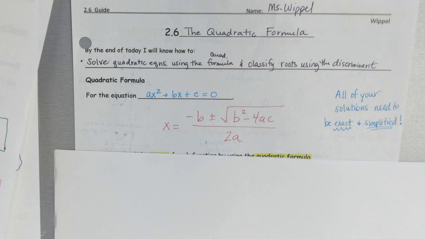For the quadratic formula, you are going to use this when your equation is in standard form, so we have ax squared plus bx plus c equals 0. Once it's in standard form, you can pick out your a, your b, and your c. We are going to substitute those into the formula, and then we are going to practice simplifying those together.